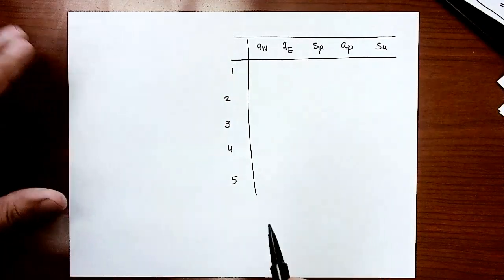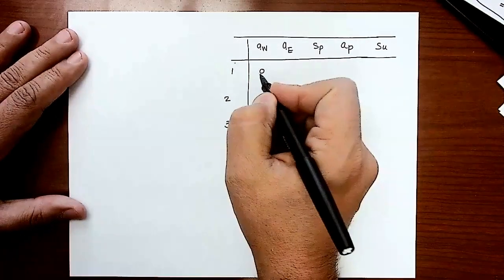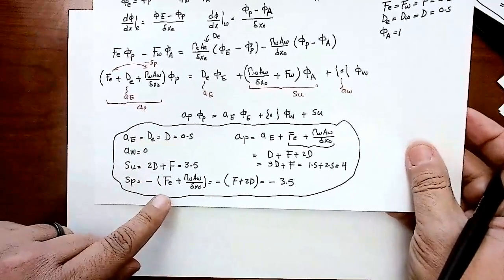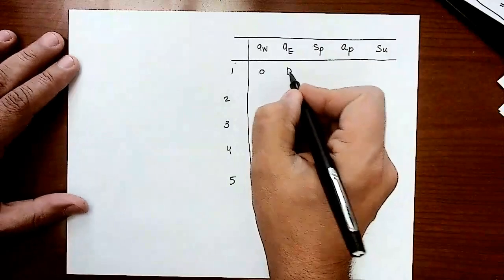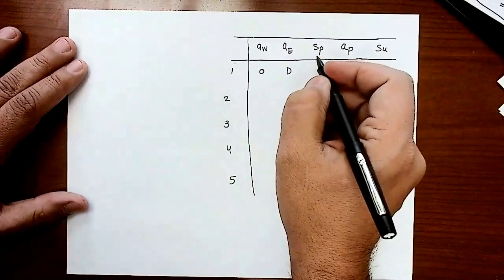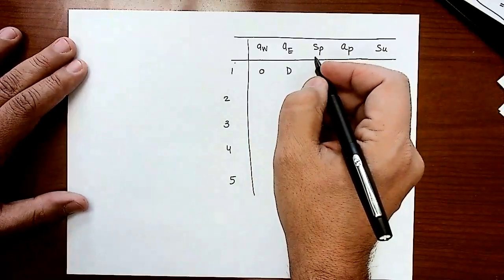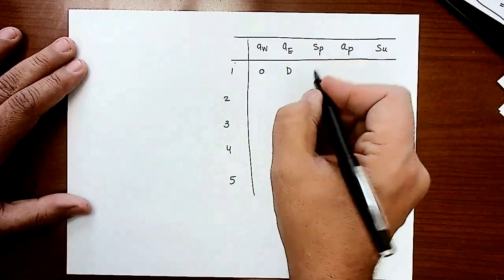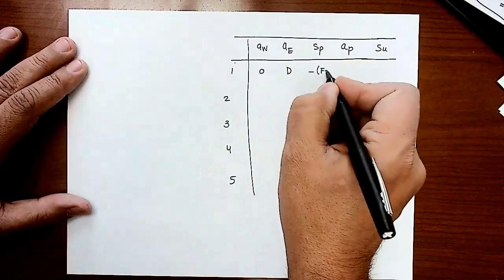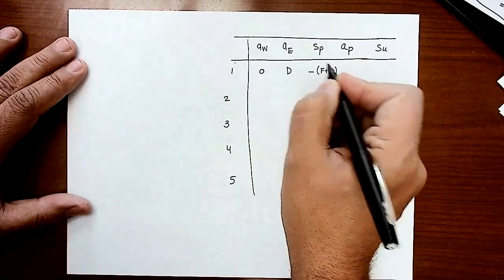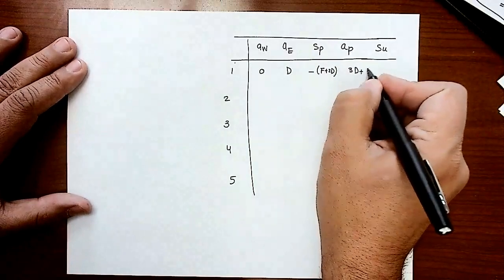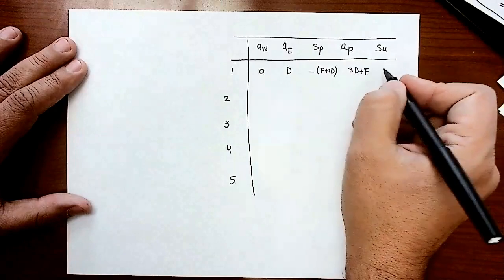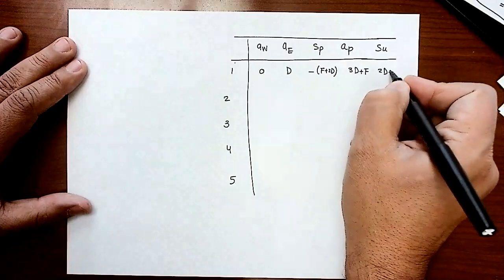So node number 1, A West is 0. I'm collecting from what we already just did right now. So A West is 0, A East is D, SP is minus F plus 2D, minus F plus 2D. That's SP. AP is 3D plus F. And SU is F plus 2D, 2D plus F.